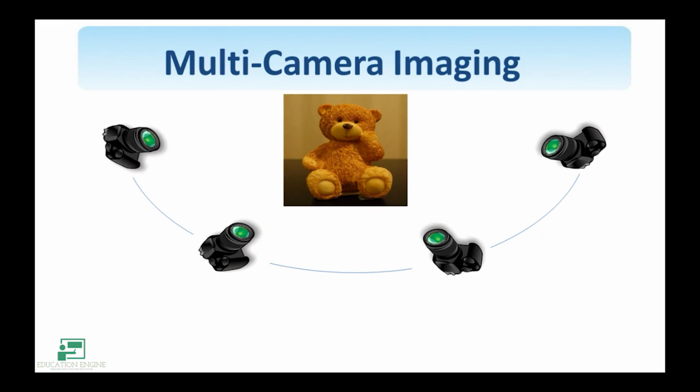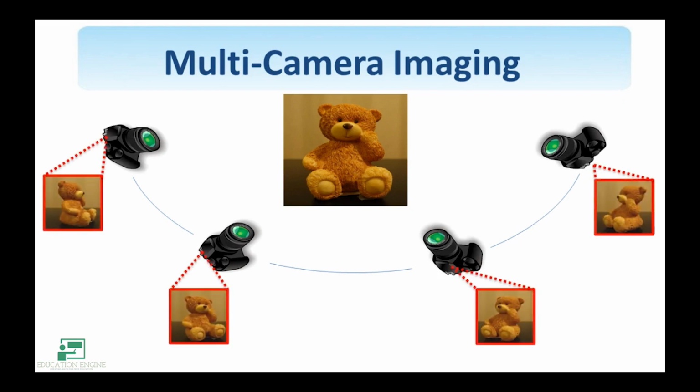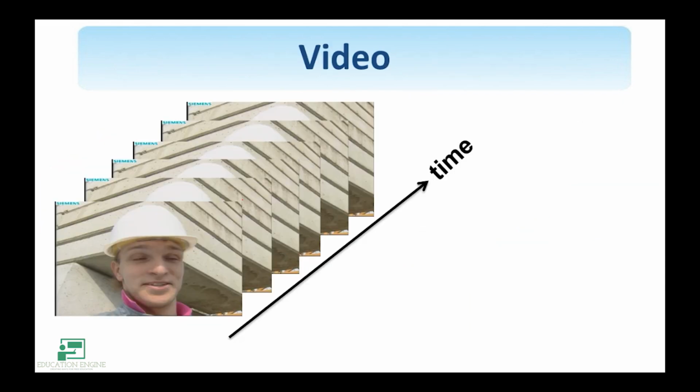Very often we are interested in capturing the three-dimensional structure of an object. So instead of using 2 cameras, as in the stereo case, we use many cameras on a specific rig. So as you can see here, the image of this particular object is viewed from many different angles. Here's an example of a video. A video consists of individual frames.